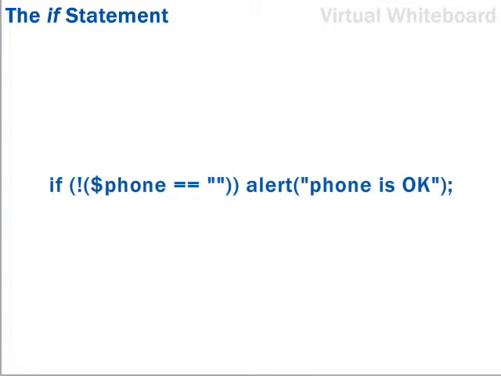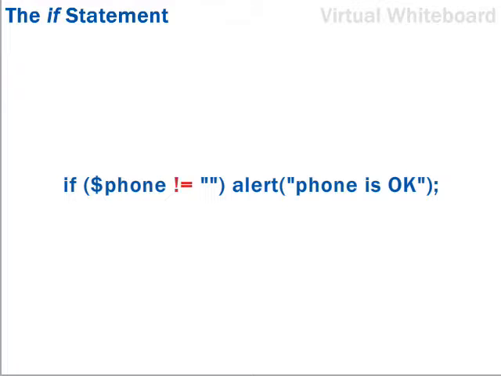For example, here's a statement that uses the not operator. In this statement, the not operator inverts the conditions, so the action of the if statement is executed only if the phone number variable is not blank. The extra parentheses are necessary because all JavaScript conditions must be in parentheses. You could also use the not equal operator to simplify this statement. As with the previous statement, this alerts you if the phone number field is not blank.